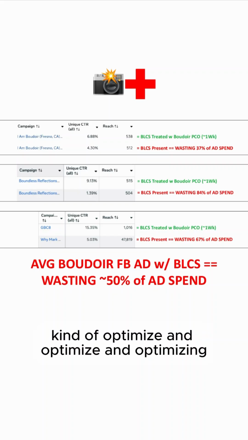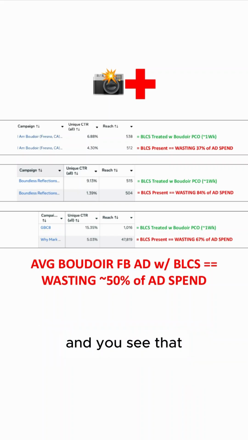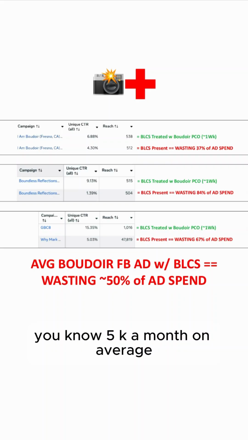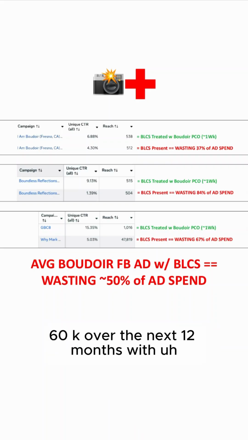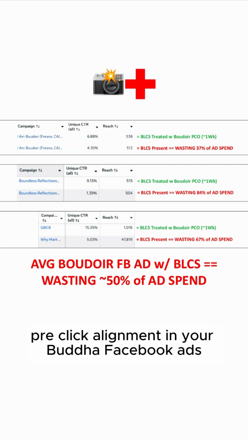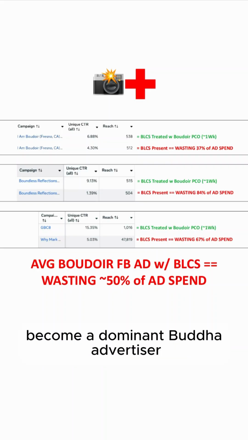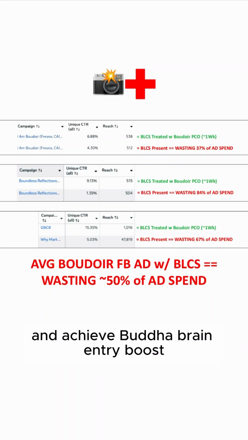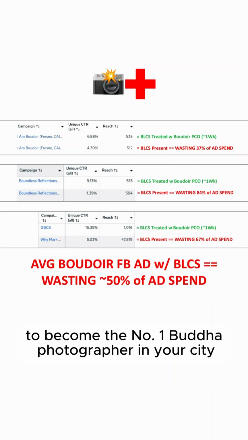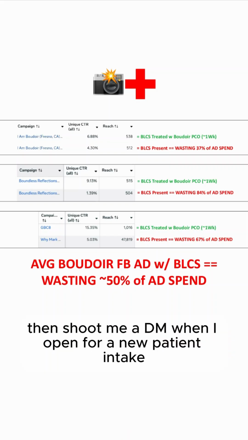Kind of optimizing. And you see that Boudoir Pico could probably save you approximately 5K a month on average, 60K over the next 12 months with the Boudoir Pico treatment. And you want to achieve pre-click alignment in your Boudoir Facebook ads, become a dominant Boudoir advertiser, and achieve Boudoir brain entry boost, because you need that on your path to become the #1 boudoir photographer in your city. Then shoot me a DM when I open for new patient intake.